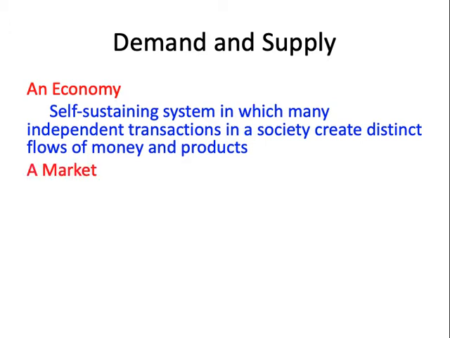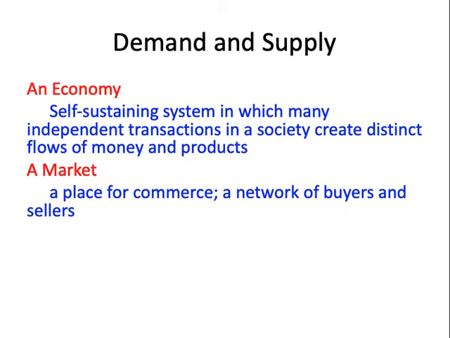Okay? And so, we're talking about transactions where someone buys and someone sells stuff or services. That's different than a market. A marketplace is a place for commerce. It's where a network of buyers and sellers meet. And so the economy is the system where transactions happen. The market is the place where the transaction will happen, the network of the buyers who have the money to buy a product and the sellers who have the stuff to sell for that money.